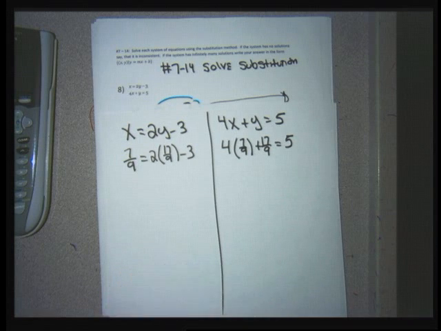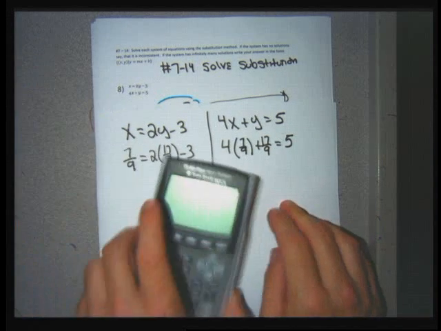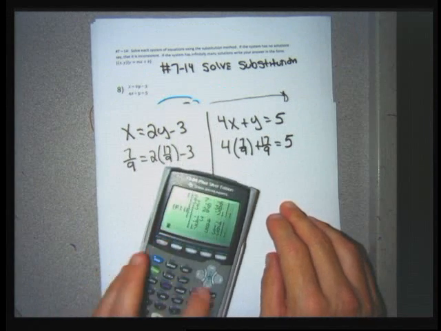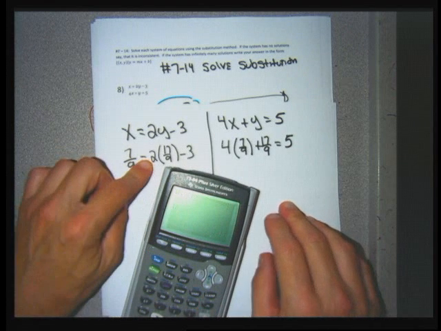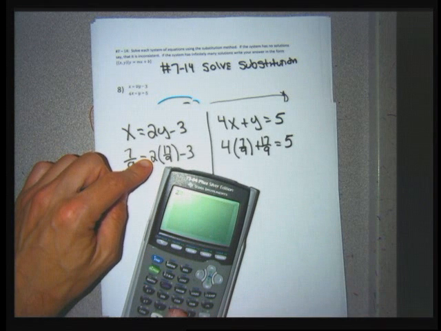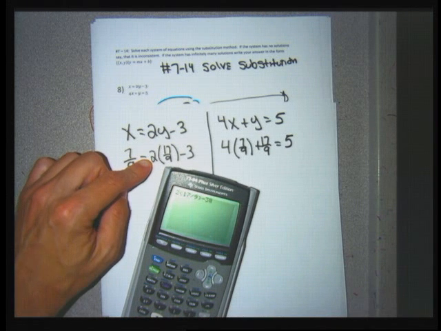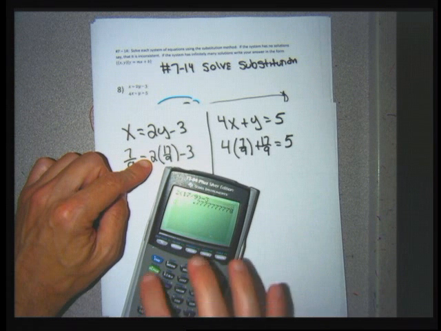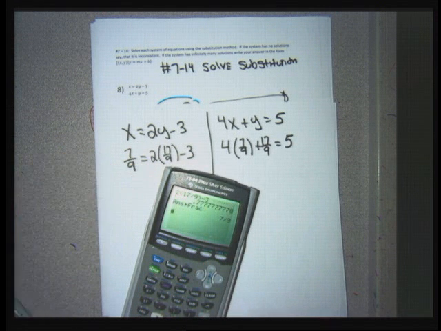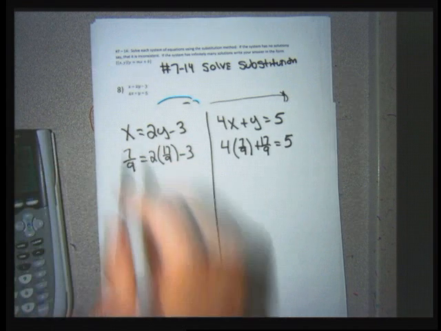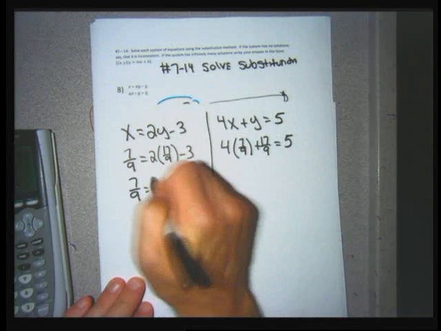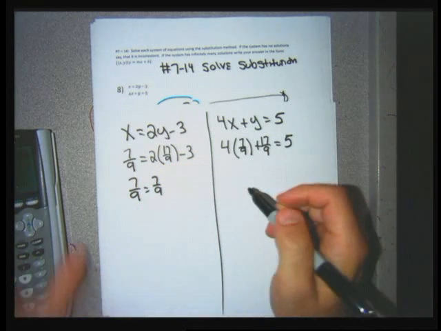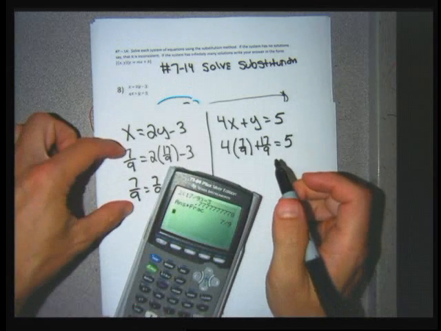This is a nuisance to do by hand. I'm going to pull my calculator out. Hopefully you can see it. So the first thing I'm going to do is go 2 times 17. I'm going to check on the left side. I'm going to go 2 and then parentheses 17 divided by 9 minus 3. That's the beginning of the left side. I get a decimal. I hit math, enter. And that gives me that the right side simplifies to 7 over 9. So my answer at least checks in the top equation.